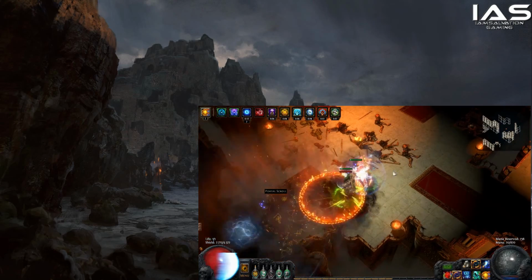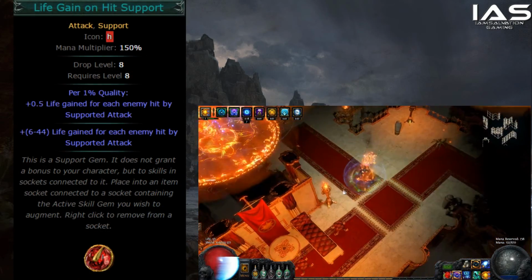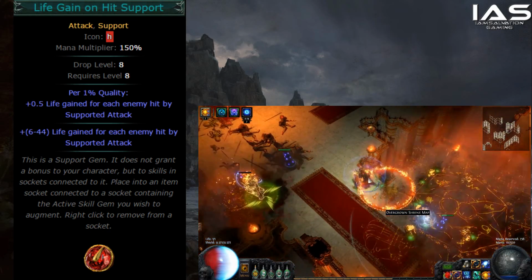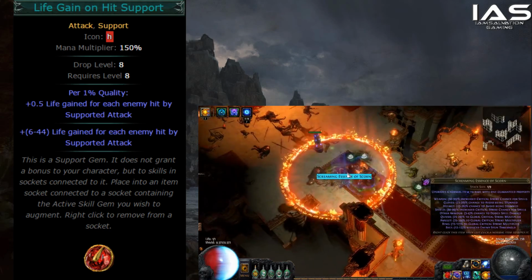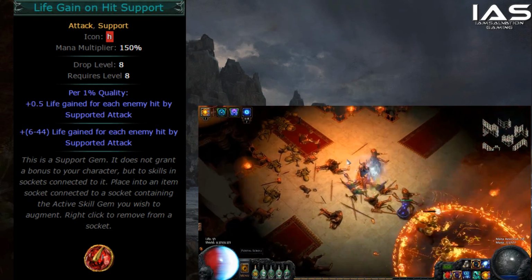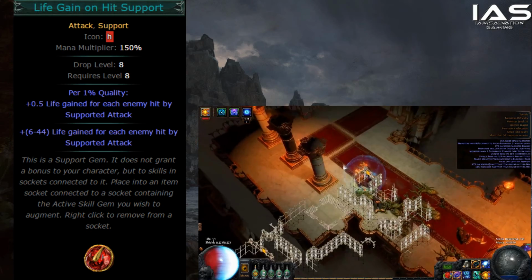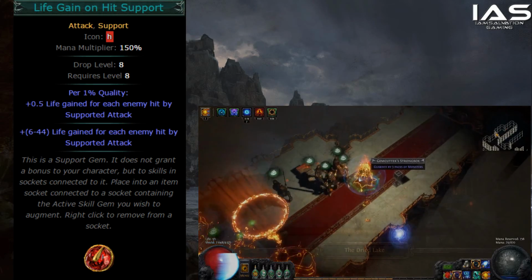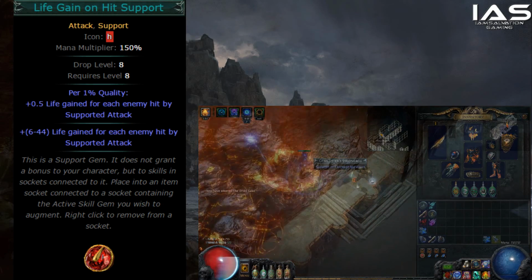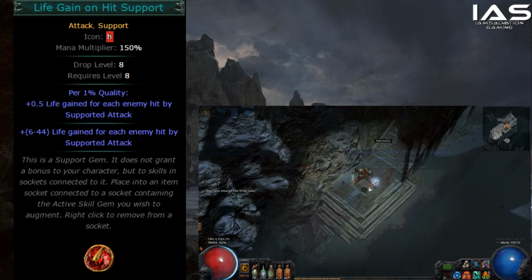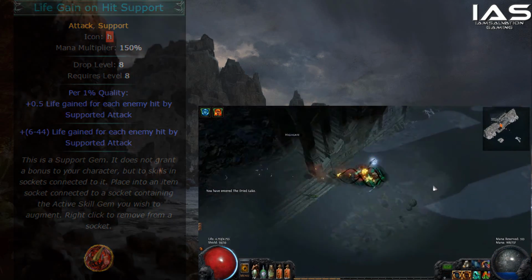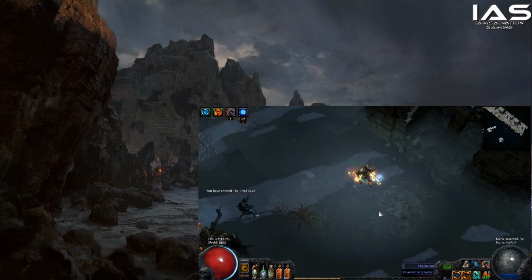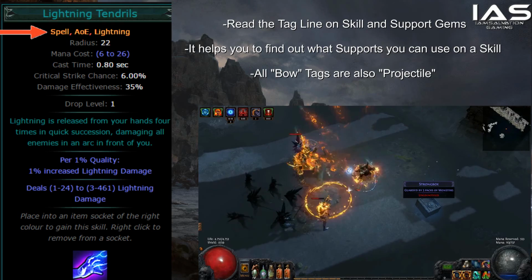Often beginners encounter this problem very early in the game when they get offered the life gain on hit support gem. And they have a spell that hits quite fast, maybe like lightning tendrils, and then they think, hey, I can gain lots of life if I link that, and they don't see that it says only gained for each enemy hit by supported attack. And even if they see it, they might not realize that lightning tendrils isn't an attack at all. So let's stick with our example of lightning tendrils.